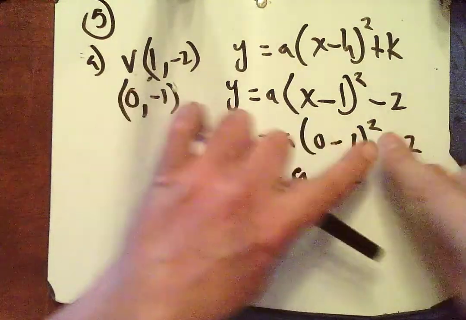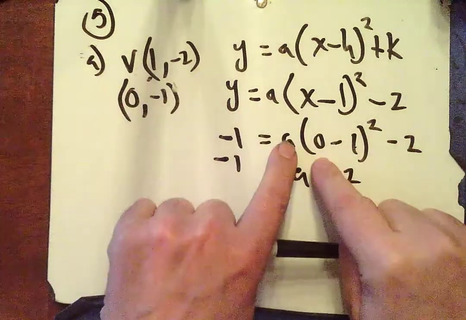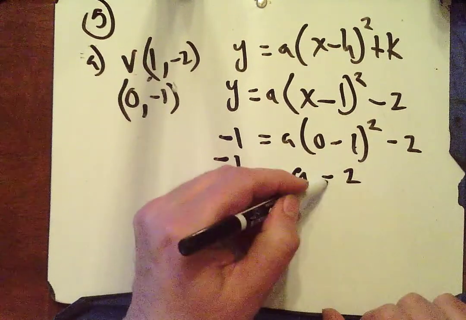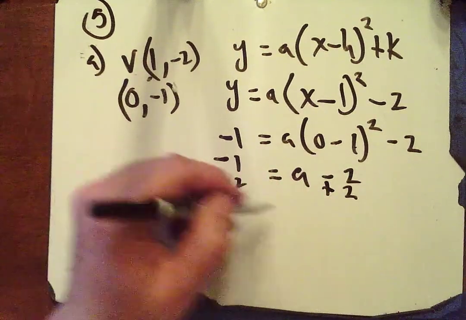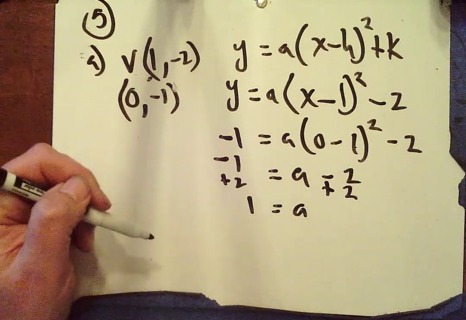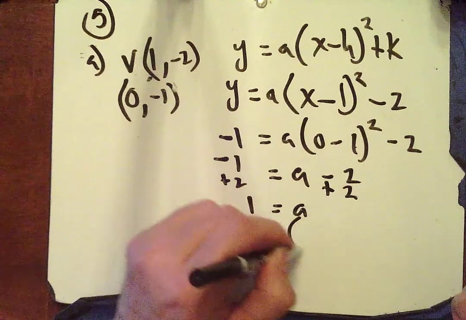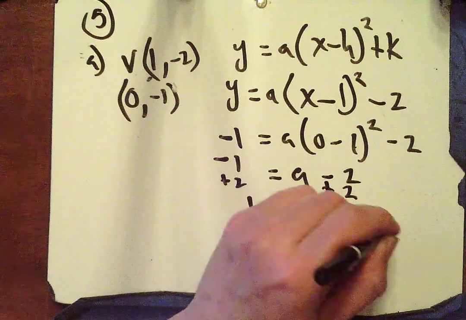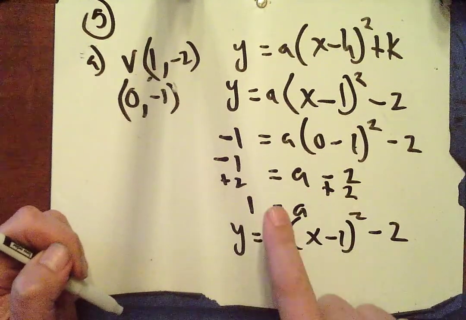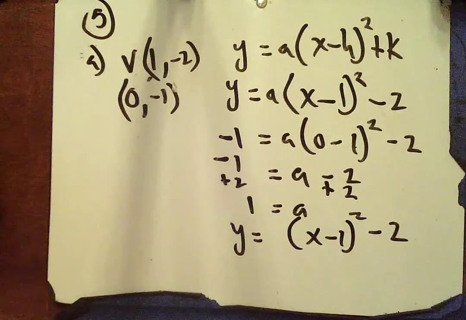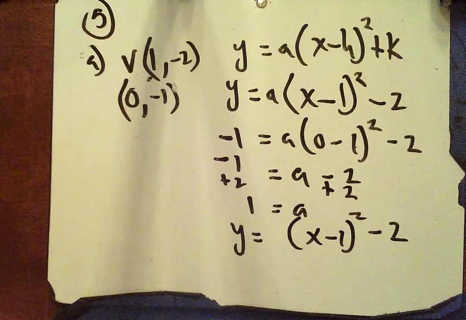A lot of people want to combine these things, but this has an a and this doesn't have an a. So I can't combine them. Instead, I'm going to add 2 to both sides and get that a equals 1. So what's our equation? Y equals 1, x minus 1 squared minus 2. And since a is equal to 1, you could just leave it off if that was your preference. All right, B. We're given the same sort of information in part B.